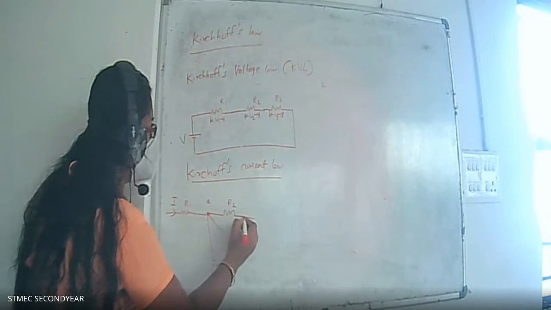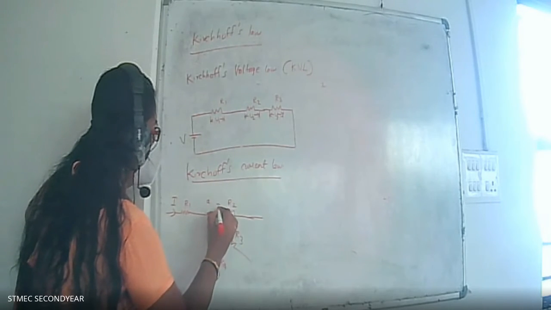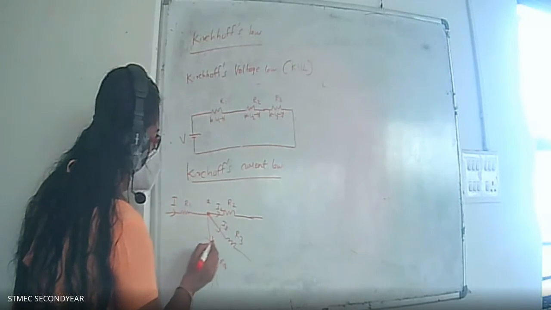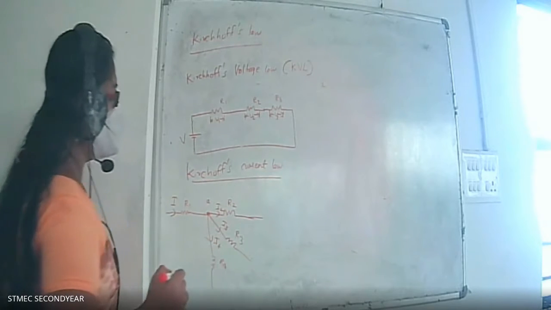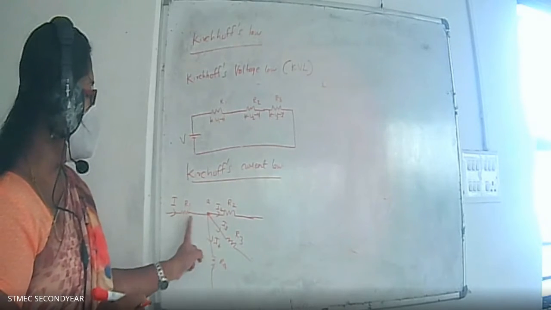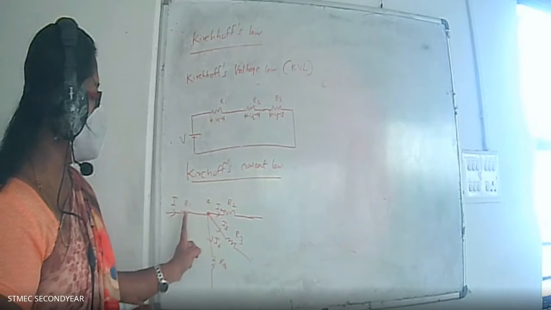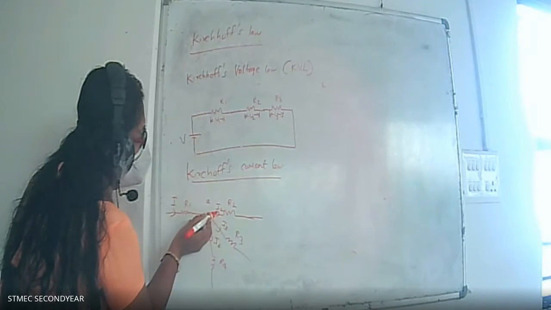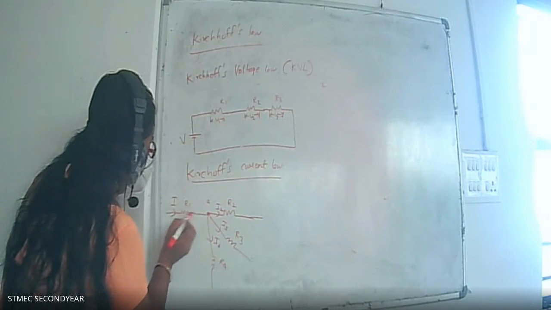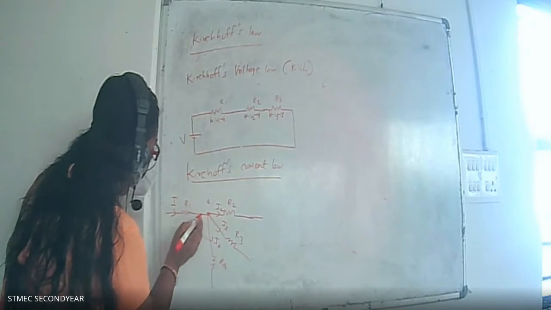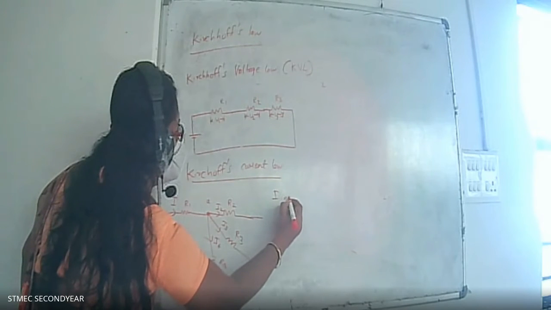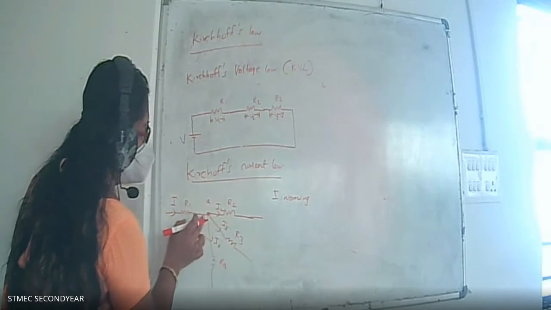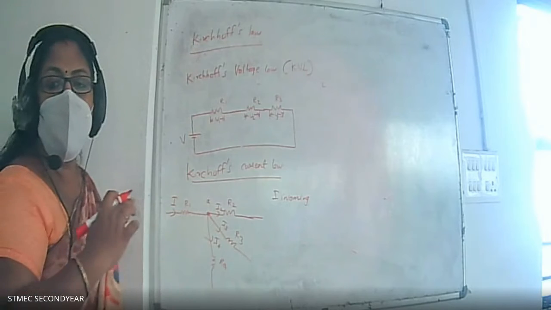So let I2 flow through this path, I3 through this path, and I4 through this path. I is the current coming to this junction, but you can see the arrow mark is like this, that is, this arrow mark is away, and this one is coming. So I is the incoming current, and I2, I3, and I4 all are going out of that node.